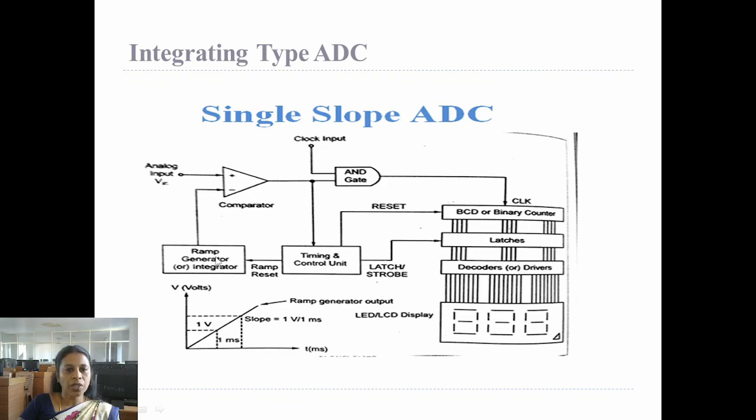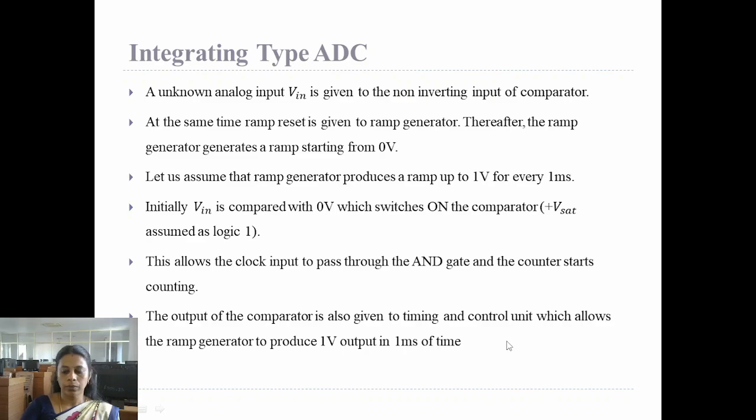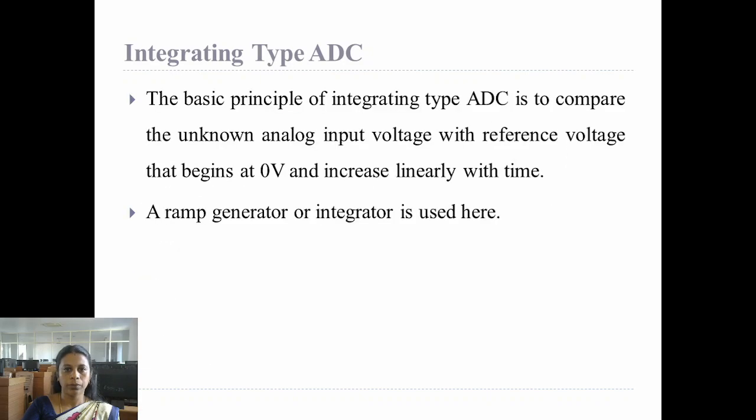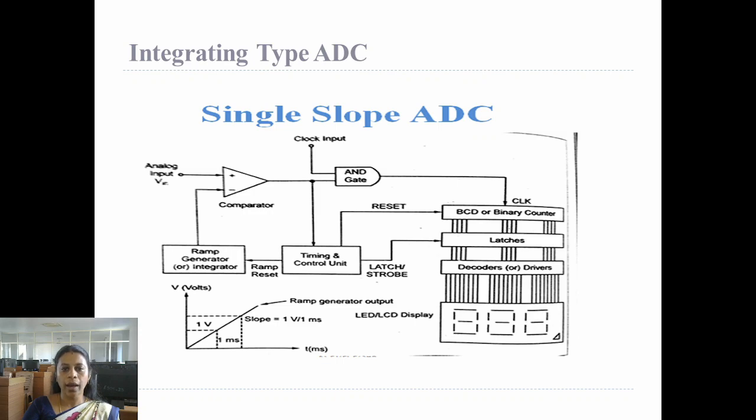Here the ramp generator output, that is a known value, and the unknown analog input are given to a comparator. The comparator compares both the values, and based on the output of this comparator, the AND gate will continue or complete the conversion. At the time of conversion, whatever data is in this counter will be displayed in this LED display. Here the ramp generator produces a ramp signal that goes on increasing for every 1 millisecond of time.